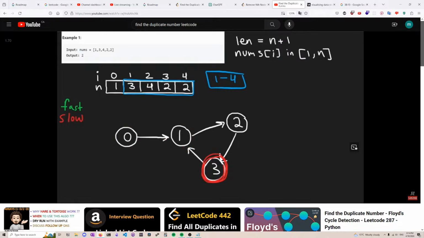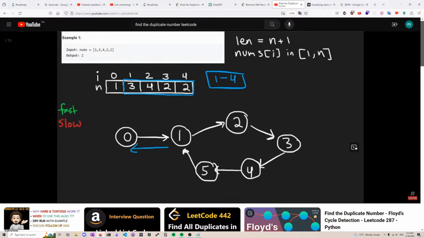But why is it the case that the distance between this is the same as the distance between this? Looking at this bigger example, why is it that the distance from the start to the start of the cycle is always going to be the same as the distance between the intersection and the start of the cycle? Why is that the case? Well, let's just draw out a few distances.